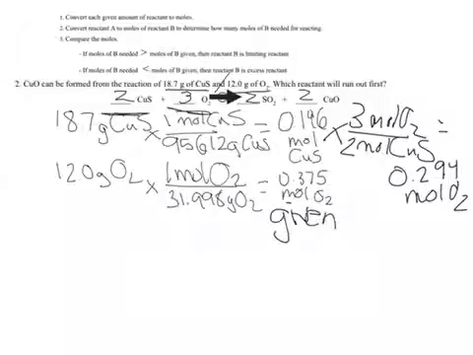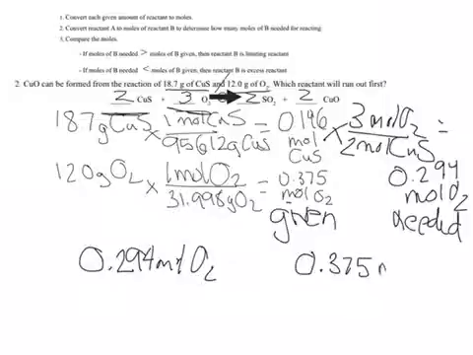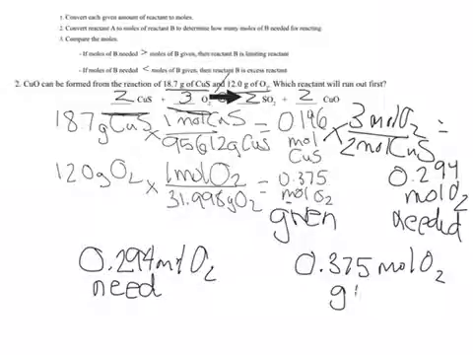Now, the original moles of O2 that we calculated is how much is given to you in the problem. What we just calculated a moment ago is how many moles of O2 are needed to completely react with copper sulfide. So we then compare. So that's step 3. Compare your moles needed to moles given. So we need 0.294 moles of O2, and we were given 0.375 moles of O2. Well, this is what we need, and this is what we're given.